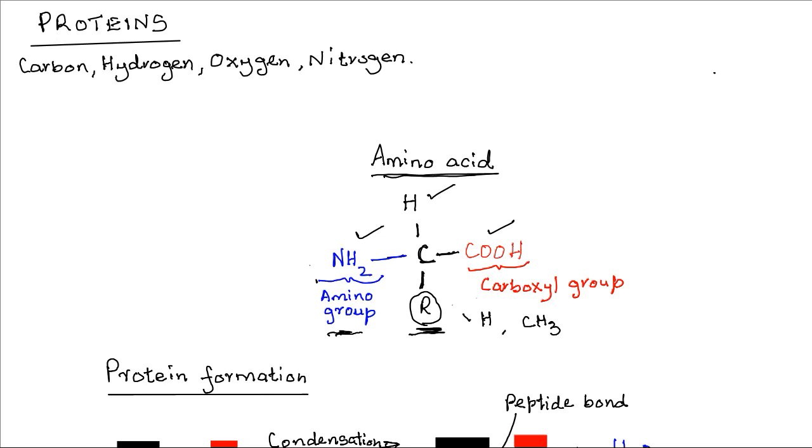Now, the carboxyl group is the one that is responsible for the acidic properties of the amino acid, while the amino group is responsible for the basic properties of an amino acid. So an amino acid having both basic and acidic properties is said to be amphoteric. A compound that has both acidic and basic properties is said to be amphoteric.